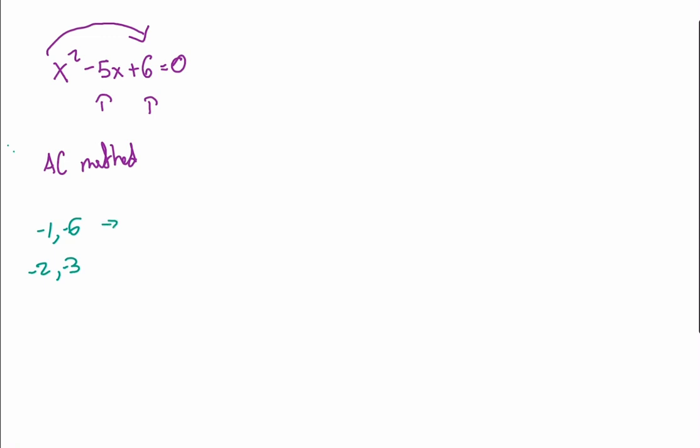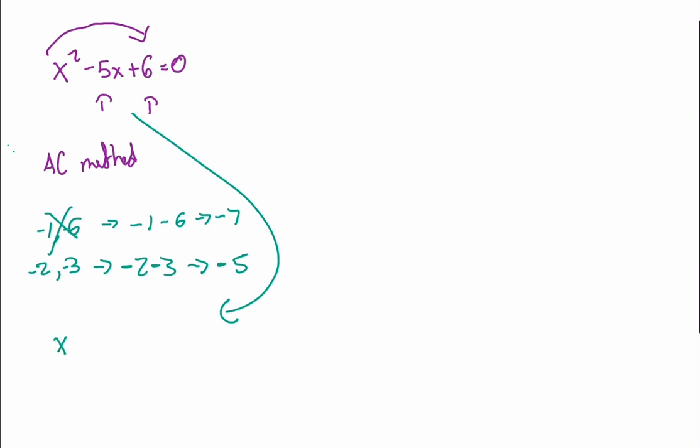Well, if we do -1 minus 6, or plus a -6, we can omit the plus sign, we're going to get -7. That's not -5. So this one will not work. Let's look at -2 and -3. If we do -2 minus 3 or plus -3, either one, it's the same one, we are going to get this -5. So we can rewrite this in factored form as x minus 2 and x minus 3.